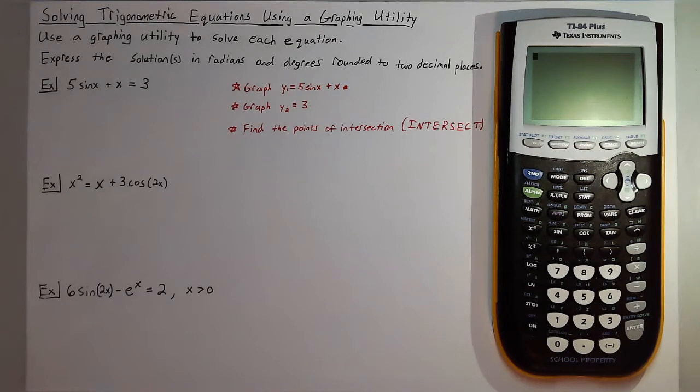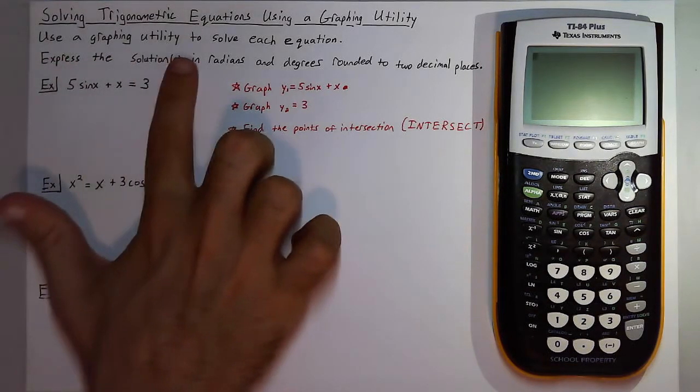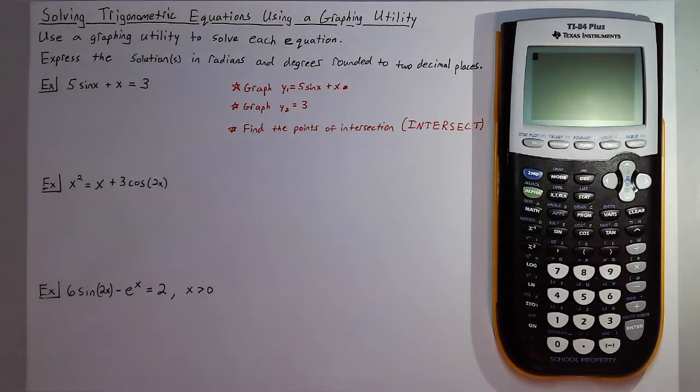In this video, we are going to learn how to solve trigonometric equations using a graphing utility. For these three examples, we're going to use a graphing utility to solve each equation and express the solution in radians and degrees rounded to 2 decimal places.